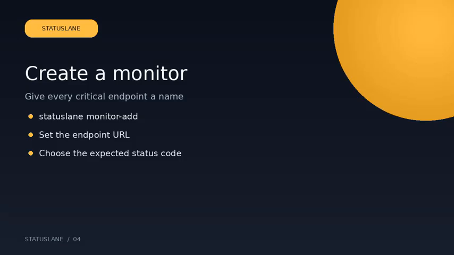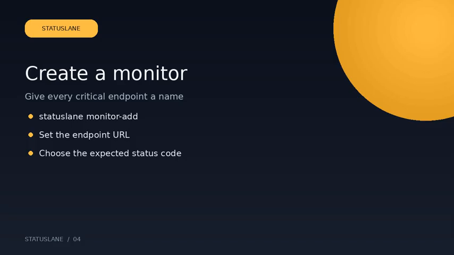Create a monitor. Give every critical endpoint a name. Status lane monitor add. Then use status lane to make the result visible and repeatable.